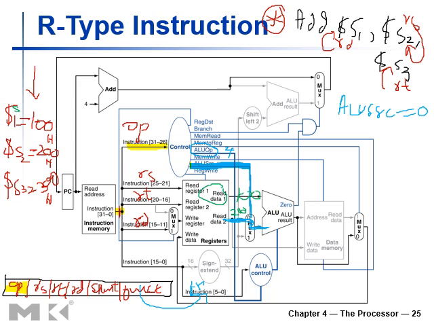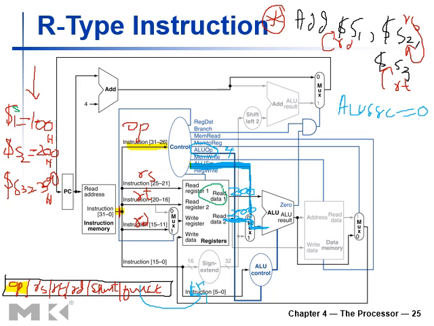ALU control will basically select the adder, and the ALU result will get 200 plus, sorry, 200 plus 300. Basically $s1 was the destination operand. Read data 1 would be the content of $s2, and read data 2 would be the content of $s3. Kindly make this correction: here we are getting 200 from the register file, and here we are getting 300. So the first input of the ALU is 200, the content of $s2, and the second input is the content of $s3, that is 300.